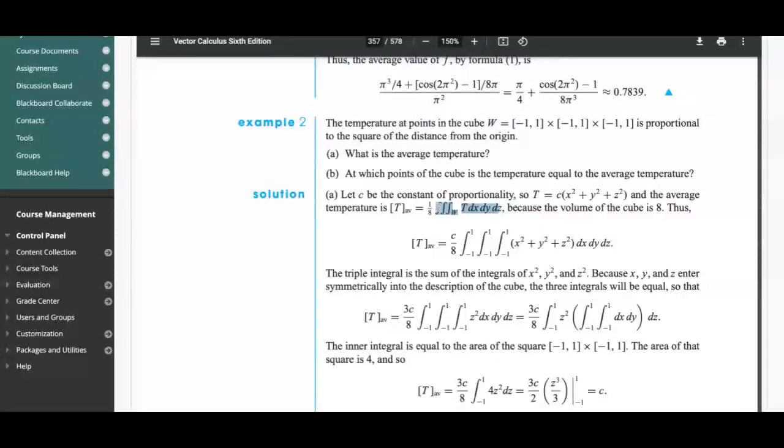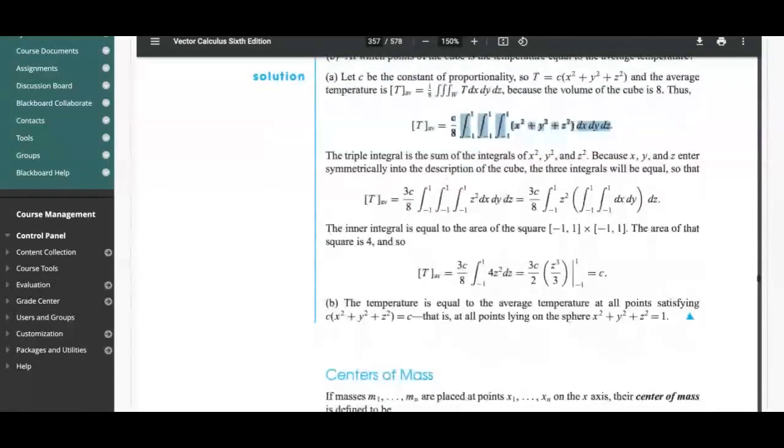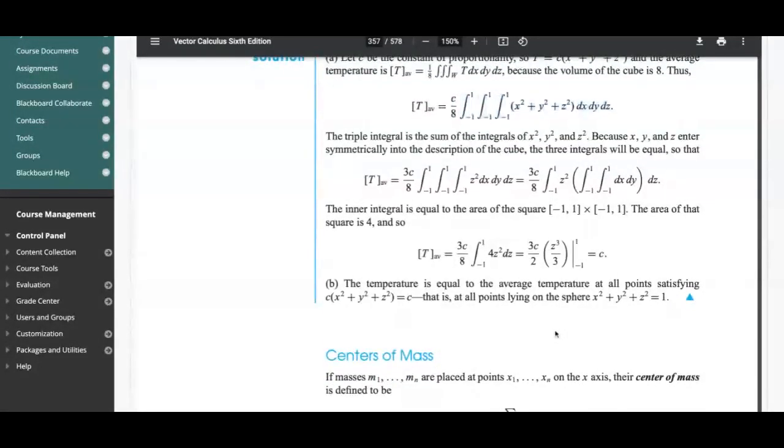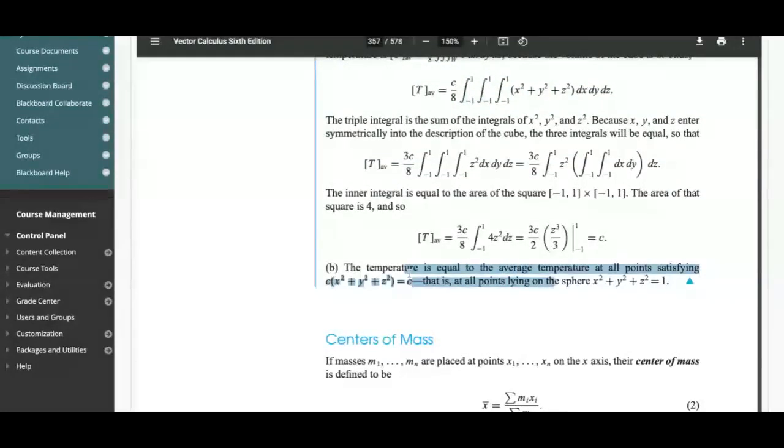this temperature function as the integrand in a triple integral, divided by the volume of W. What's the volume of W? From negative 1 to 1 is 2, so 2 times 2 times 2, that's 8. Dividing by 8 is the same as multiplying by 1/8. So that's the average, and the rest is just calculation. Okay, then B, the temperature is equal to the average at all points satisfying such a condition, which is the unit sphere.